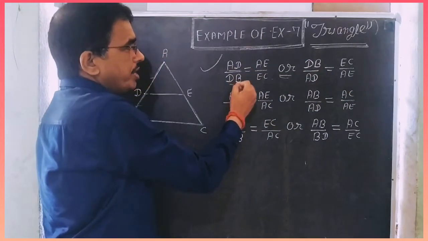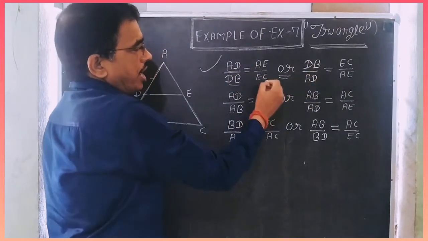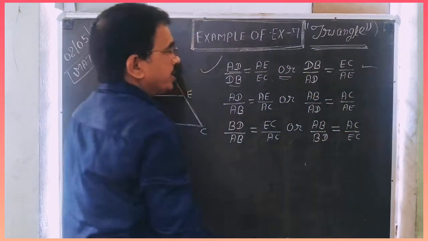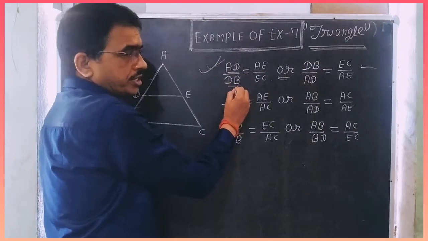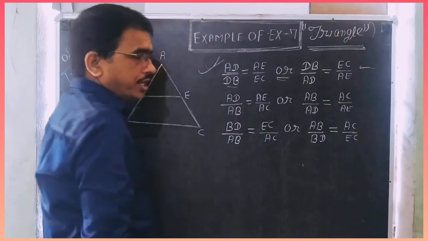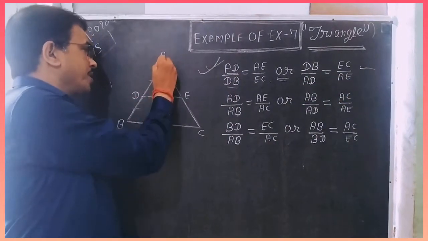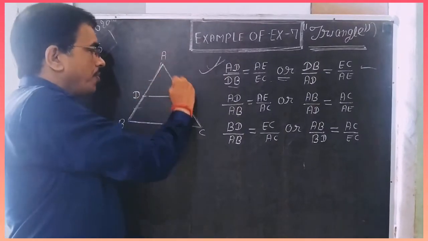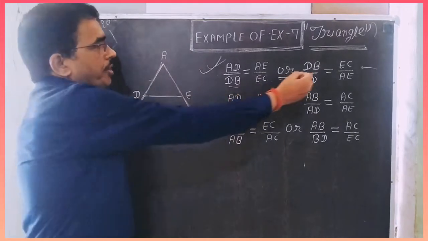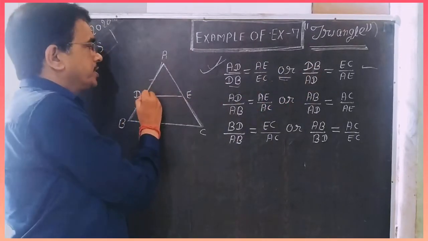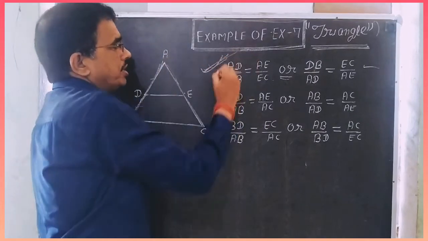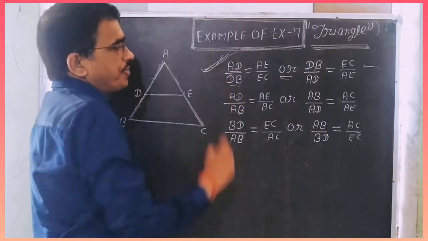So AD by DB you can write as DB by AD, and AE by EC you can write as EC by AE. Both are the same thing. If you write this, then it is right; otherwise, if you write this, then it is also right. Because in AD by DB, first top, then bottom; in AE by EC, first top, then bottom. Otherwise you take first bottom, then top. So one is the Thales theorem or BPT theorem.